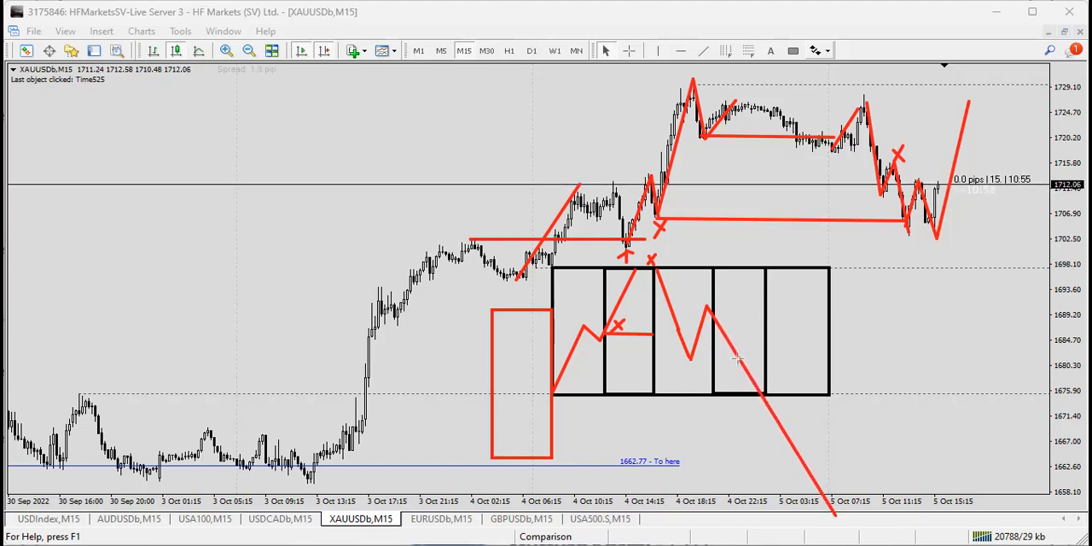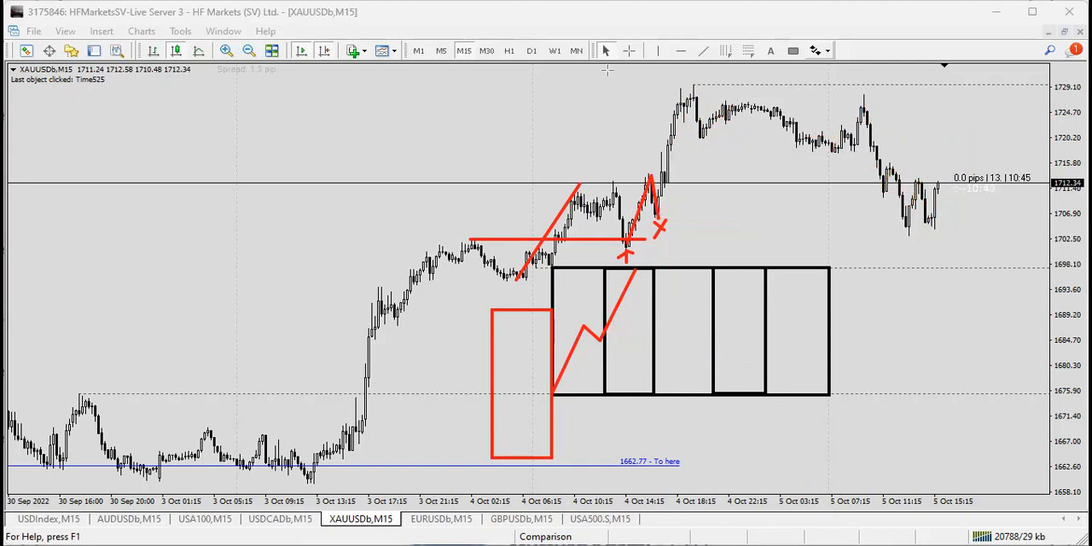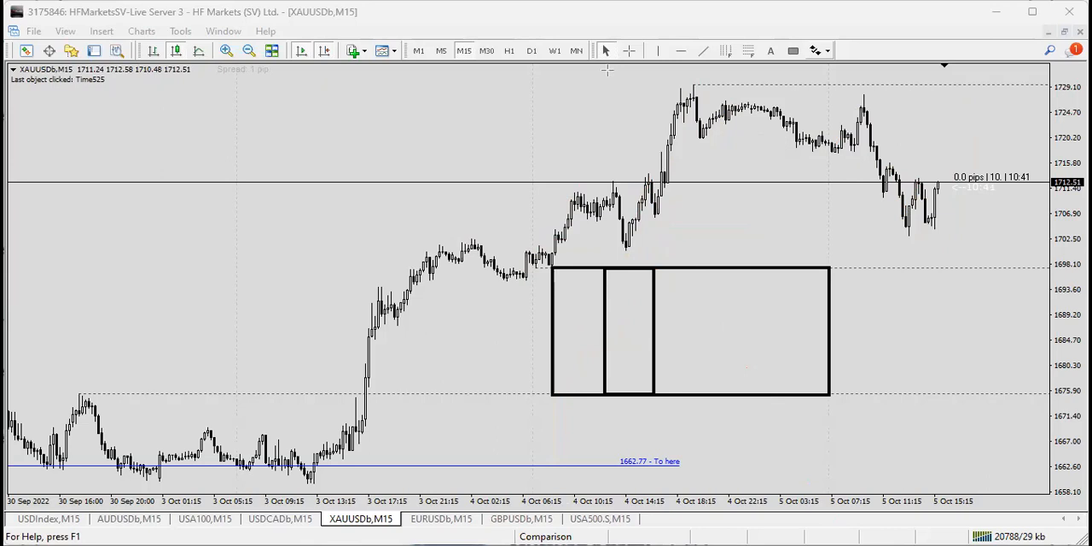This is just exaggeration, right? Looking at it like that. Undo. I'll show you the easiest one to trade. The easiest one to trade is this one here.